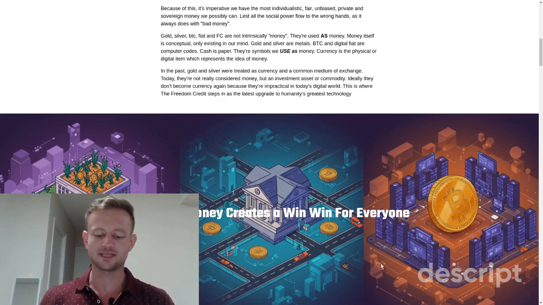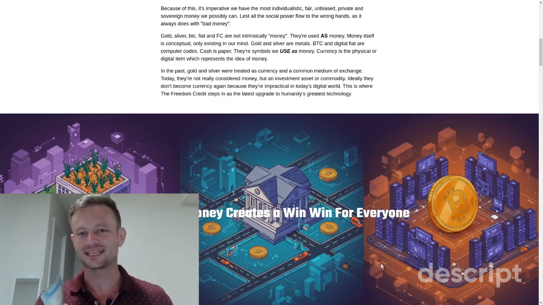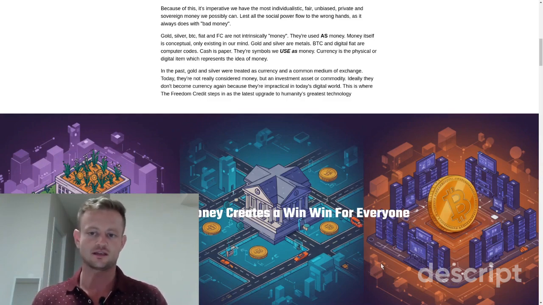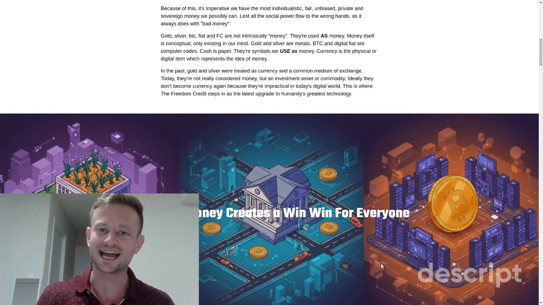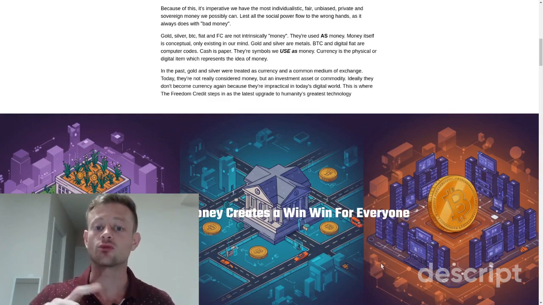It's only money because we believe and treat it as money. We trust it's used as money according to the characteristics, which I'll get into very soon. It's not money itself, it's a currency we use as money. And there's a big difference. Currency is the physical or digital item which represents the idea of money.